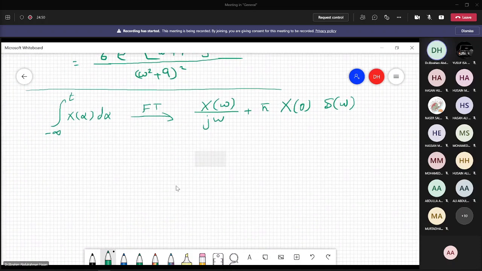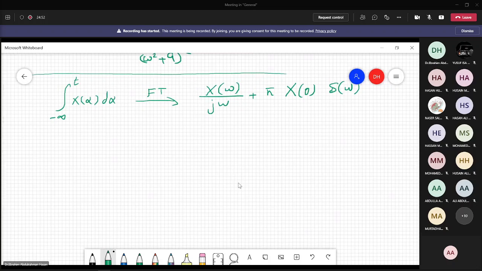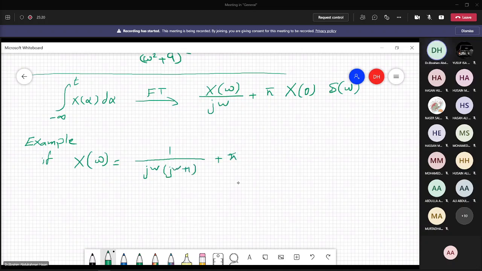Okay, example. If X of omega is equal to 1 over j omega plus 1 plus pi delta omega. Find x of t.